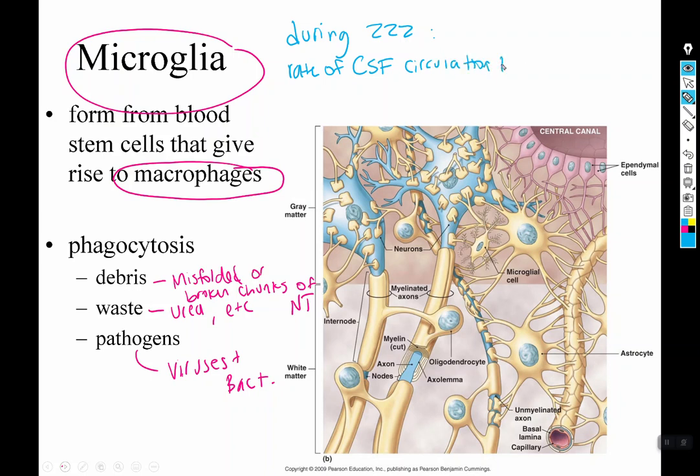The rate of the circulation of CSF dramatically increases. So what that's going to do is move all of that debris and waste and crud around from its place where it's accumulated. It's going to sweep it up in the current and carry it around. And that gives microglia the opportunity to eat it up. So microglia are going to eat the waste.